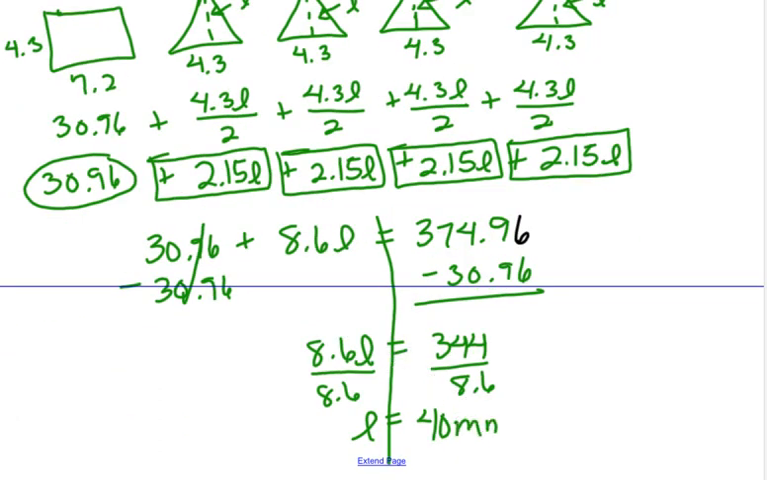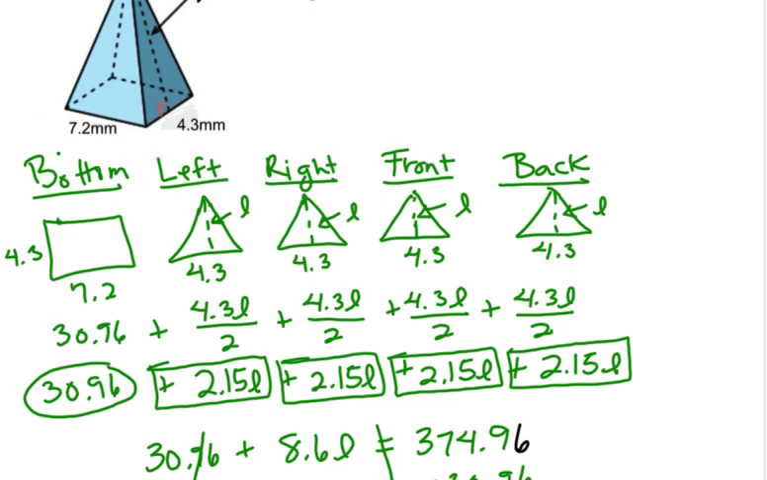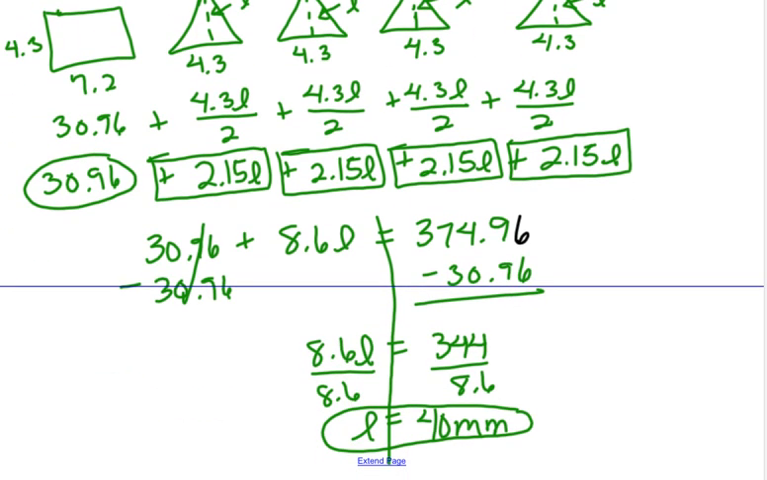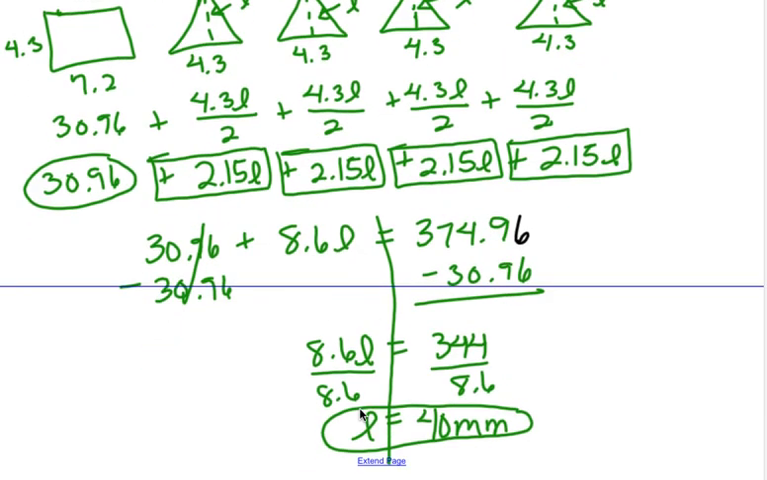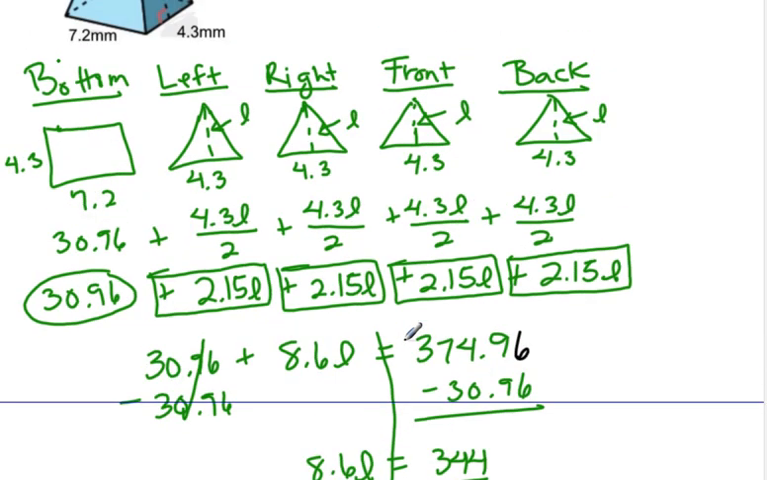And that is how you find a missing dimension. So you plug in what you know, and then inverse operation until you get the height, or the slant height for this problem, but for the previous problem it was the height of the rectangular prism. So whatever you are solving for, use a variable and then reduce it down to solving for the variable. So we solved for L on this one and found that it was 40 millimeters.